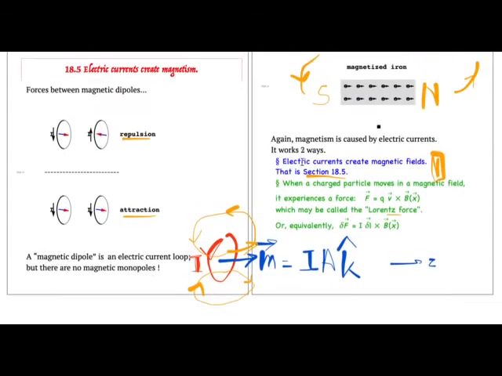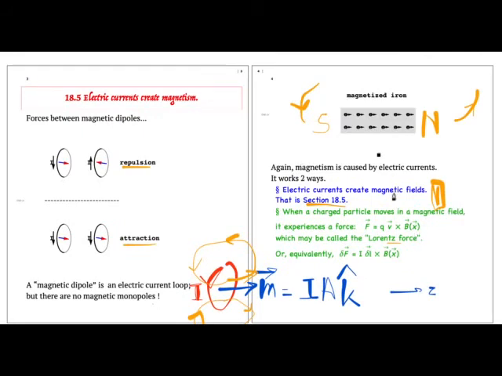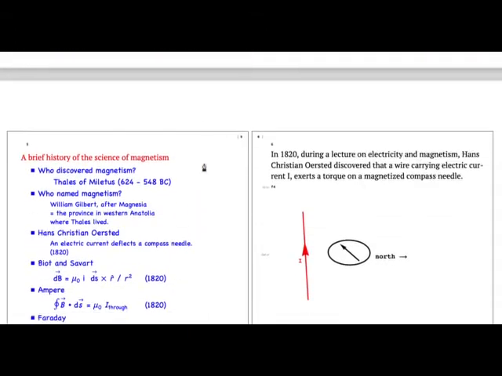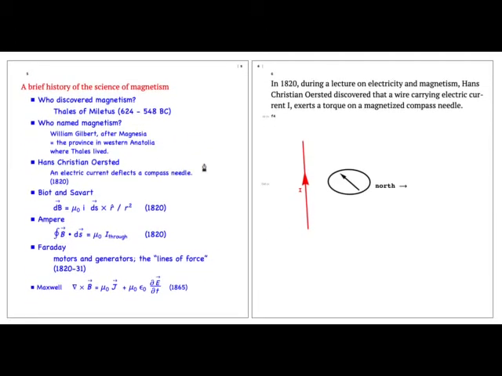So before we go on to the relation between B and I, let's go over a brief history of the science of magnetism to see where this fact came from. Because this is something which is not exactly obvious. It's not obvious at all. I mean, magnetism was known long before the connection to electric current was known. Magnetism has a very ancient history. So let's go over a brief history of the science of magnetism.